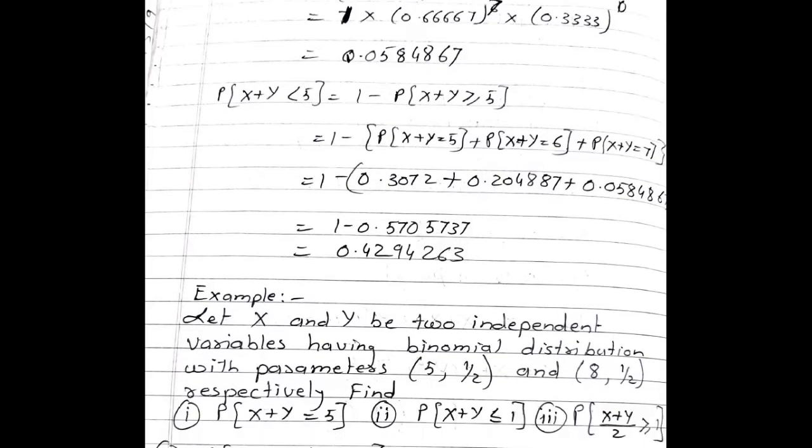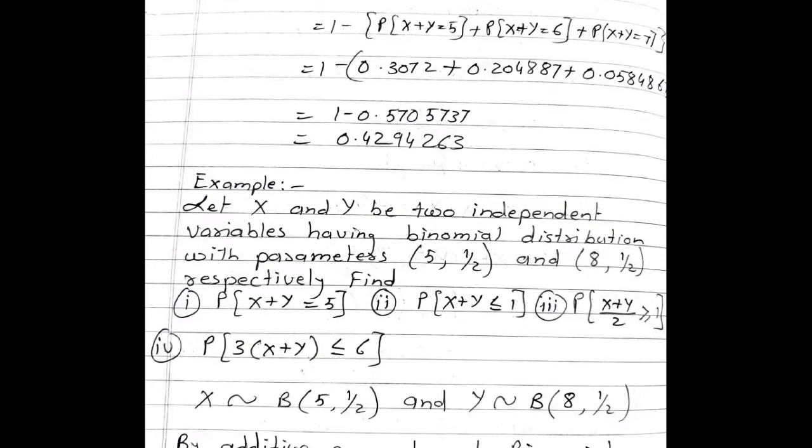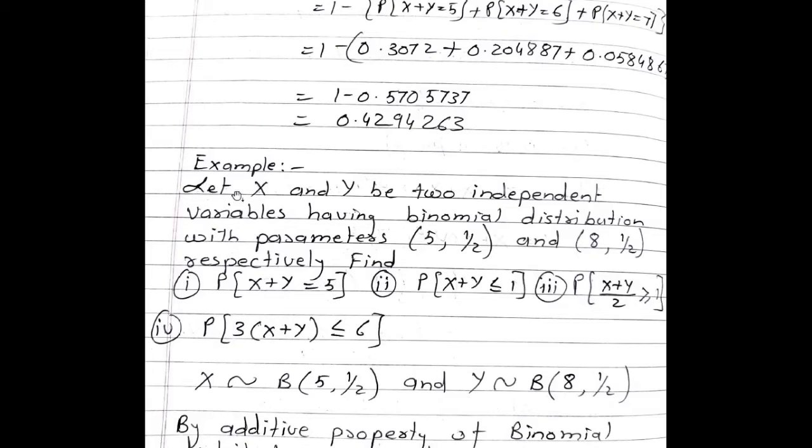Next example, which is also based on the additive property. Let X and Y be two independent variables having binomial distribution with parameters 5, 1 by 2 and 8, 1 by 2 respectively. Find, first part of the problem, probability X plus Y equal to 5. Second part, probability X plus Y less than or equal to 1. Third part, probability X plus Y upon 2 greater than or equal to 1. Fourth part, probability 3 into bracket X plus Y less than or equal to 6.